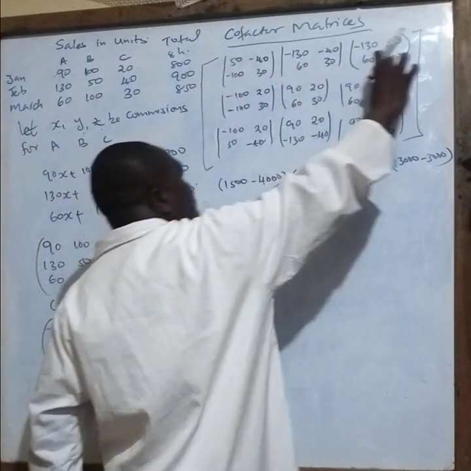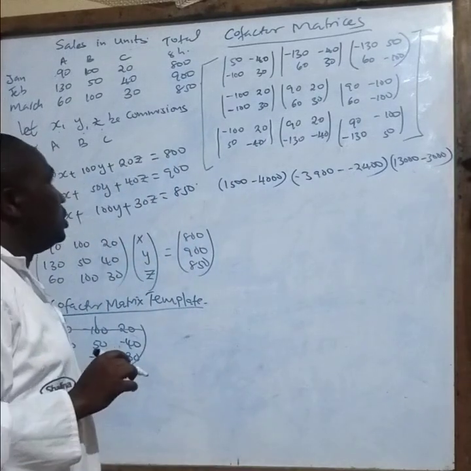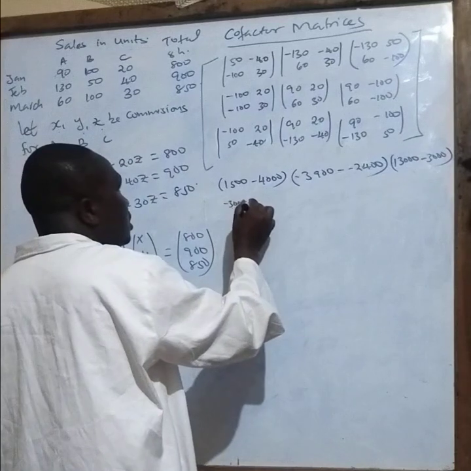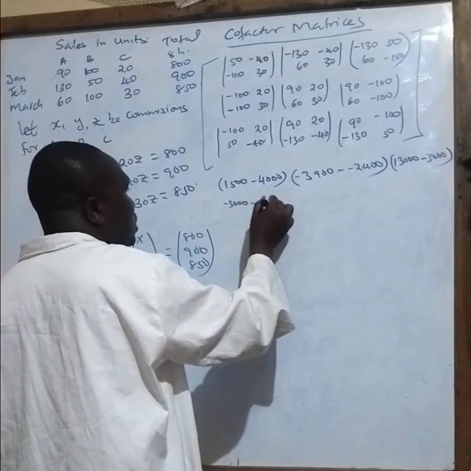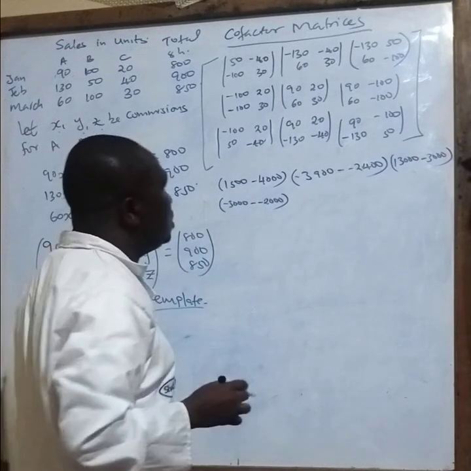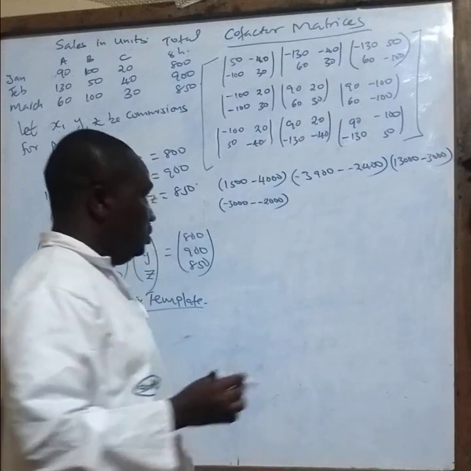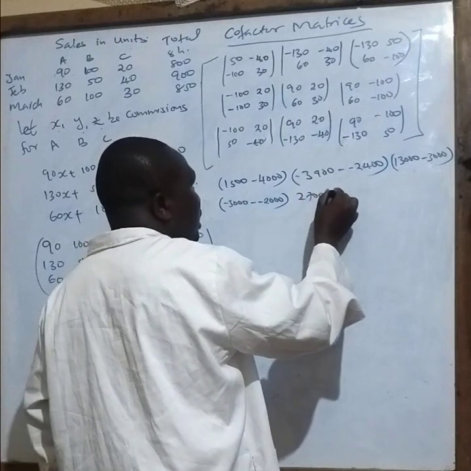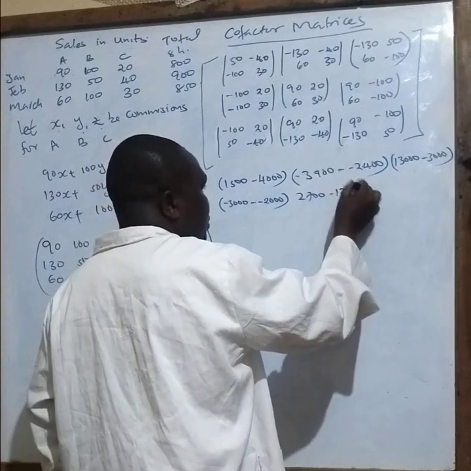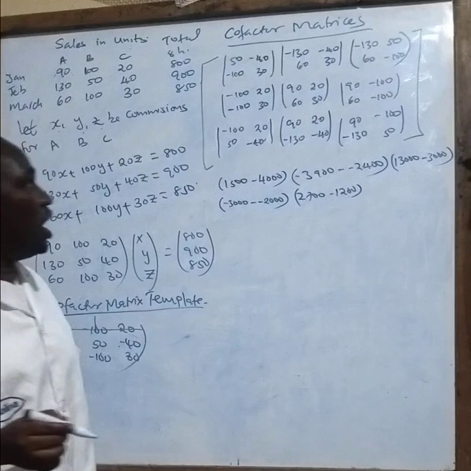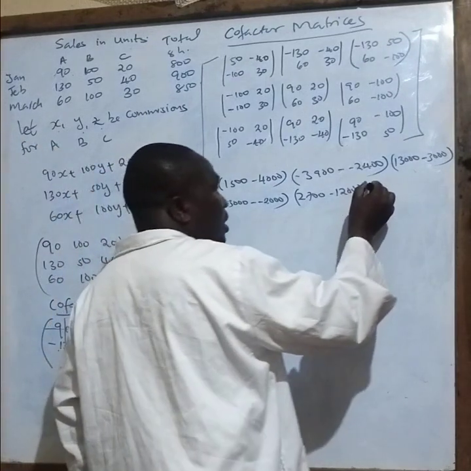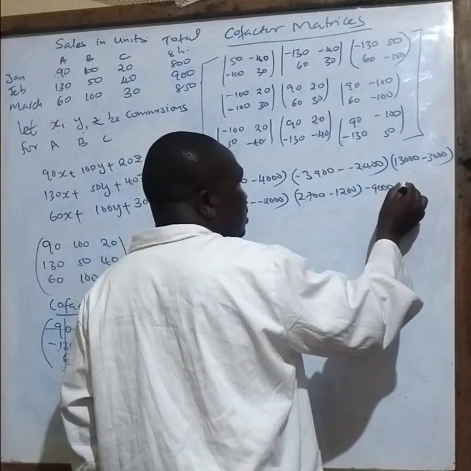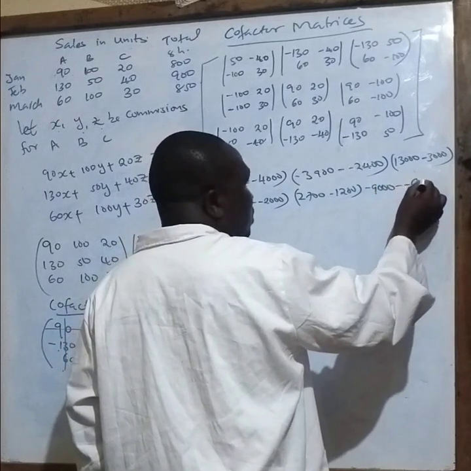You come to the second like that. So this times that is negative 300 minus 2,000. Then 90 times 30 is 2,700 minus 1,200. 90 times negative 100 is negative 9,000. You minus 6,000.